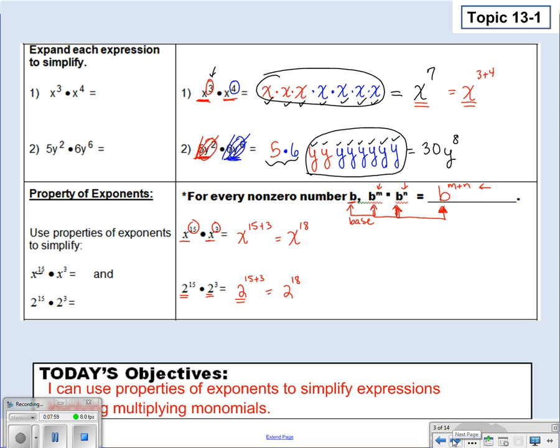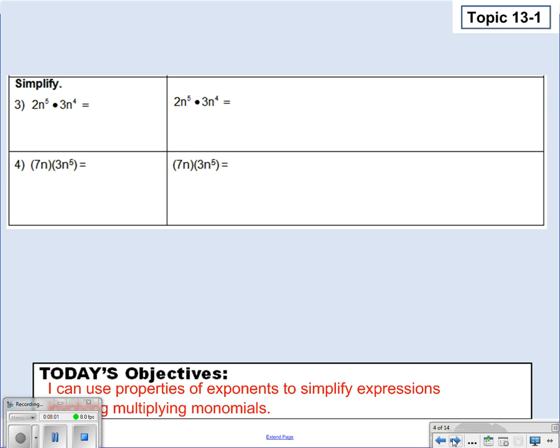Let's do some applications now. We have 3n raised to the 5th power times 2n raised to the 5th power times 3n to the 4th power. So we're going to begin by writing our numbers first. So we got a 2 from our first monomial times 3 from the second one. And as I write them down, I'm going to cross them out so I will not write them down again. Then we have an n to the 5th from our first one times n to the 4th from our second. And again, once I write them, I'm going to cross them out.